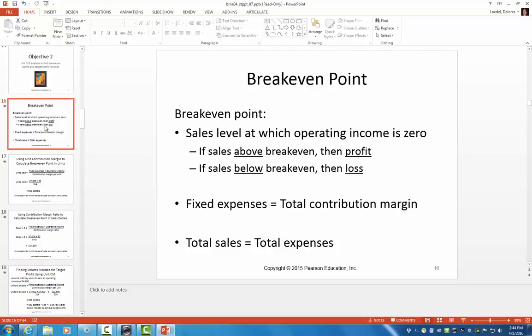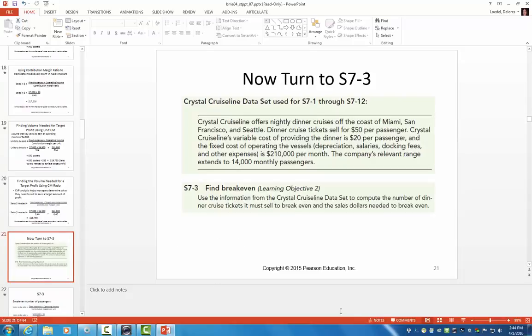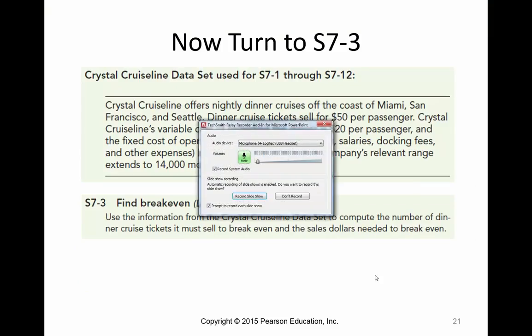Okay, break-even point: the sales level at which operating income is zero. So you are just covering your fixed and variable expenses, and you are not providing an operating profit. If you have sales above that, then you have a profit. Sales below that, then you're going to have a loss because you're not able to cover all those fixed expenses. Okay, so let's take a look at this problem here now.